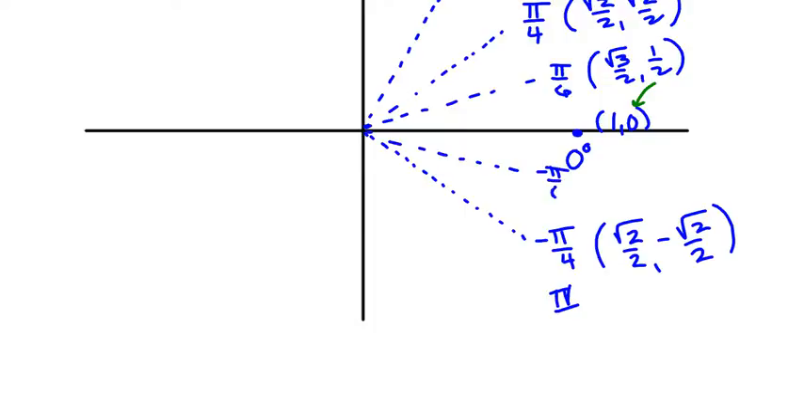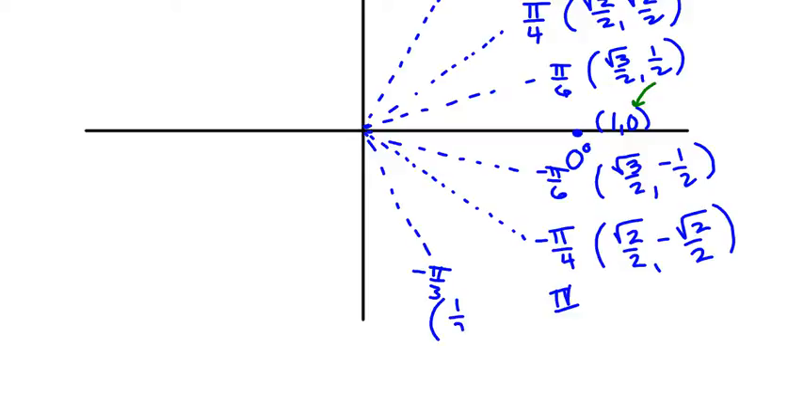Negative pi over 6. Negative pi over 3. This is square root of 3 over 2, negative 1/2. This is 1/2, negative square root of 3 over 2. Last one in our domain, negative pi over 2, ordered pair over 0, down 1.